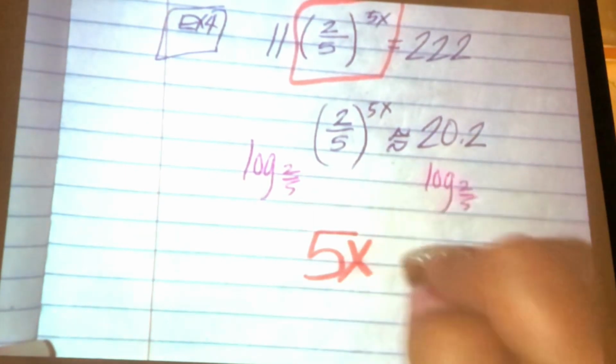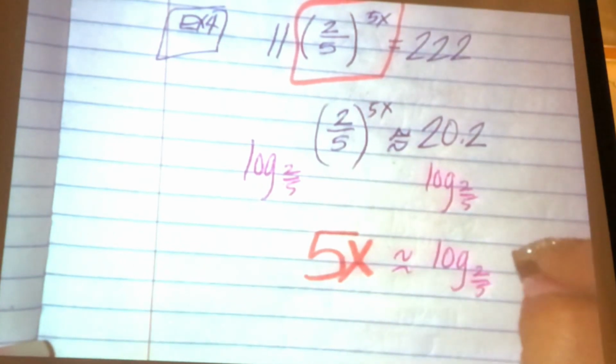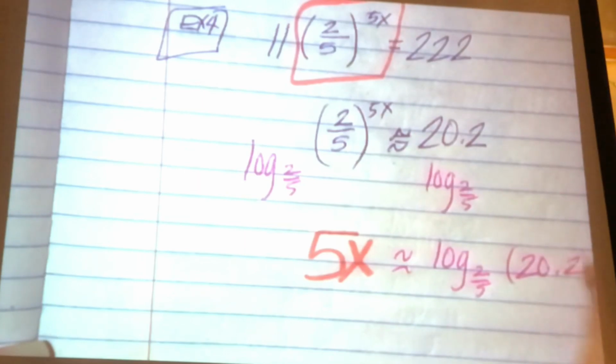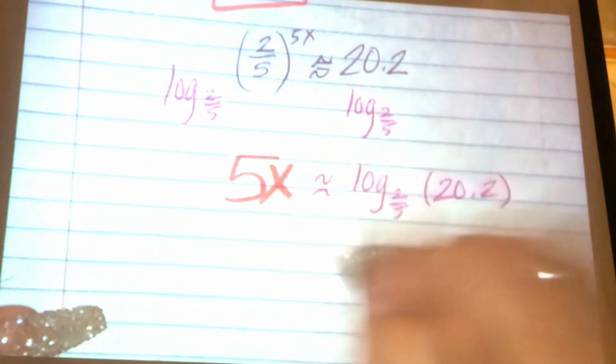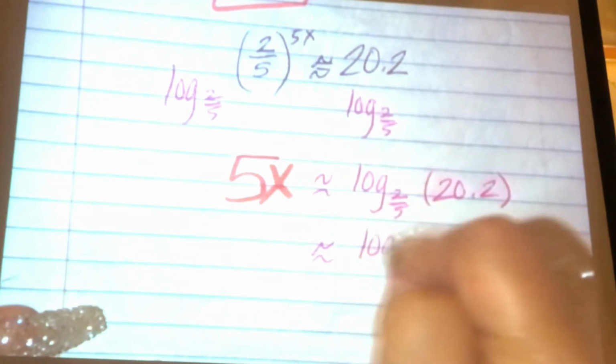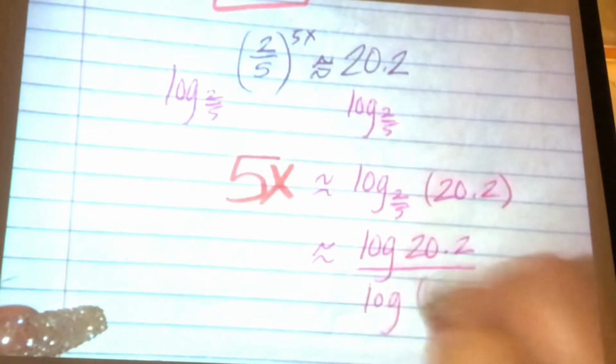And then on this side, it says log base 2/5 of 20.2. How do you do this? Which number goes on top? 20.2. Okay, so tell me what the log of 20.2 over the log of 2/5 is.